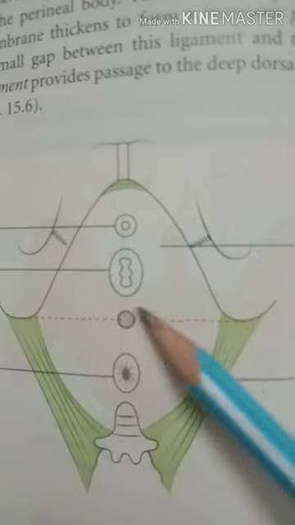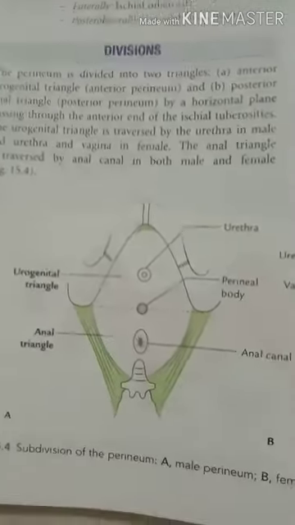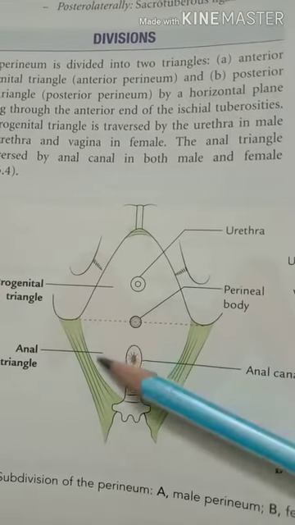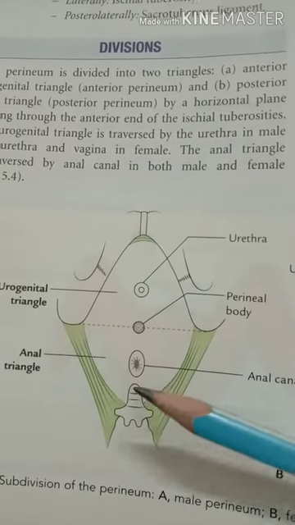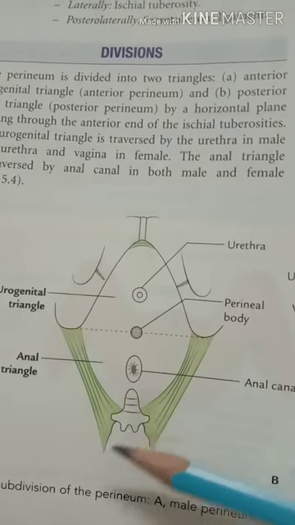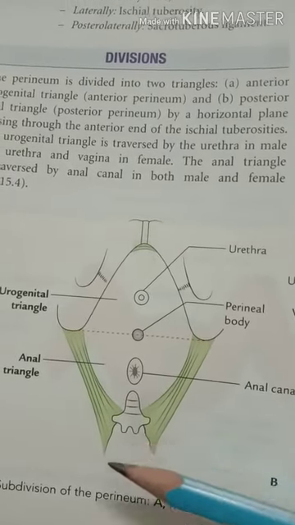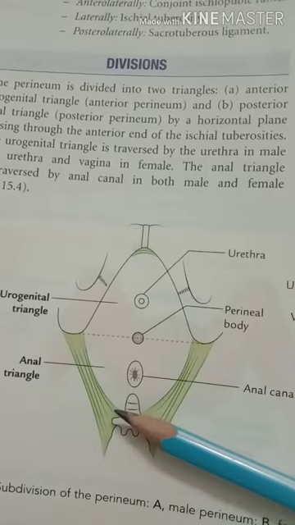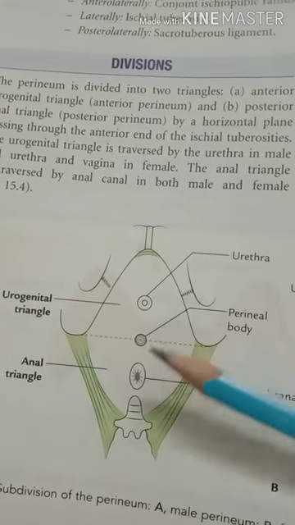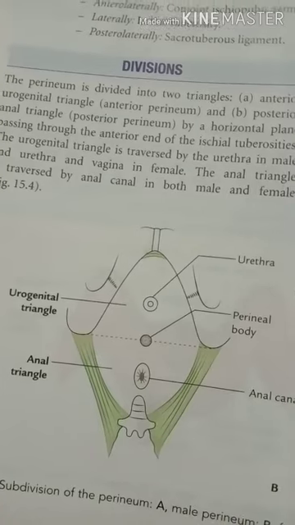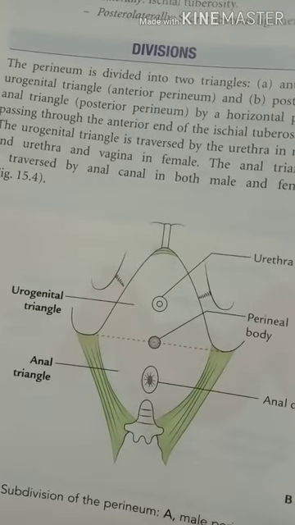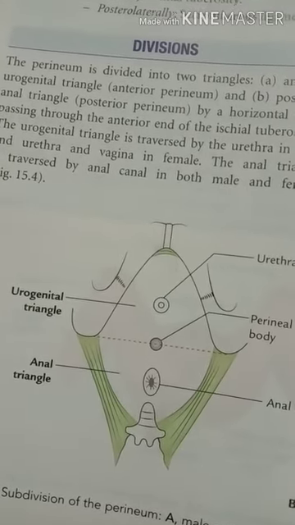In the female, this is the urogenital region, and the posterior triangular part is called the anal region. Firstly we should see the anal region. The anal region consists of the skin, then the superficial fascia, which contains a large amount of fat that fills the ischiorectal fossa. Next to it is the deep fascia. After that we should see the anococcygeal ligament.